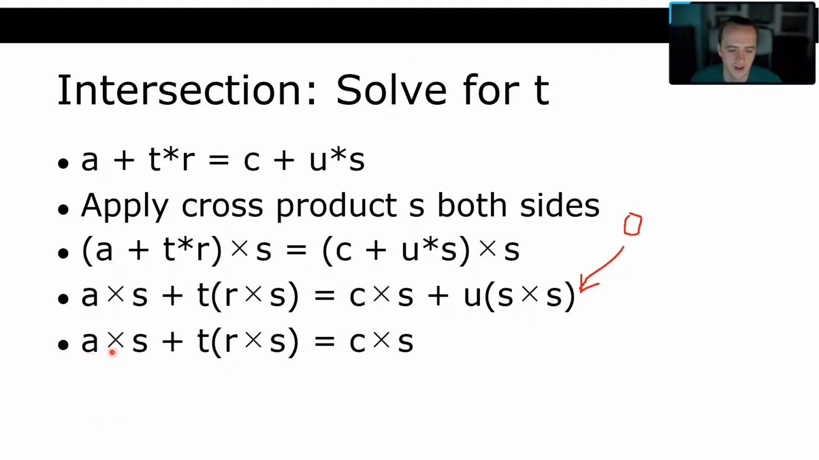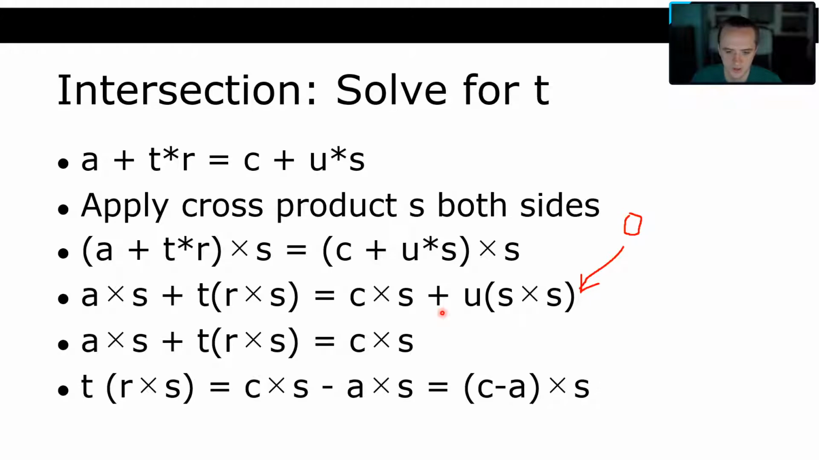So now we know that a cross s plus t times r cross s is just equal to c cross s, because we've been able to eliminate this term, since anything times 0 is 0. And let's rearrange this now. We're going to leave t times r cross s on the left-hand side, so we want to bring this term over to the right-hand side. What we do is we subtract c cross s minus a cross s, and we get this.